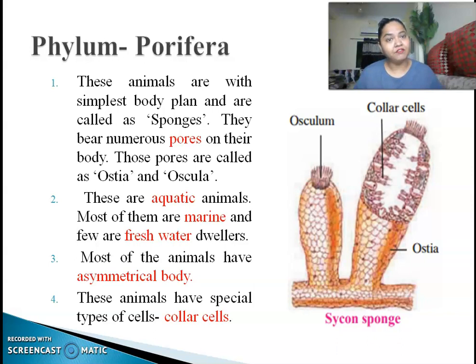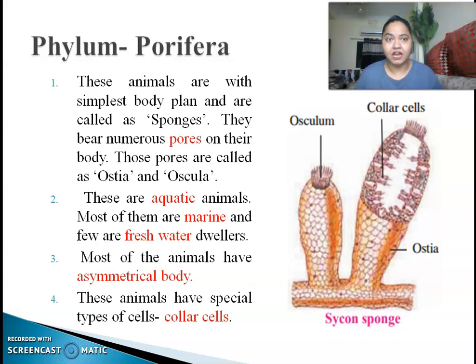These animals have lots of pores all over their body. Now what are pores? Pores are small holes that are placed all over the body of sponges. These pores are known as ostia and oscula.